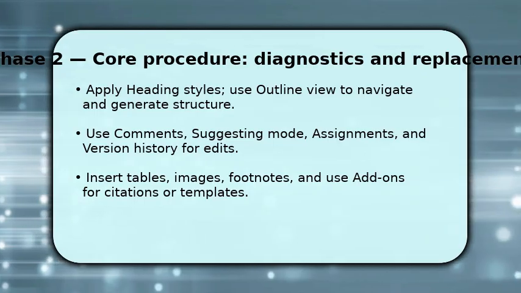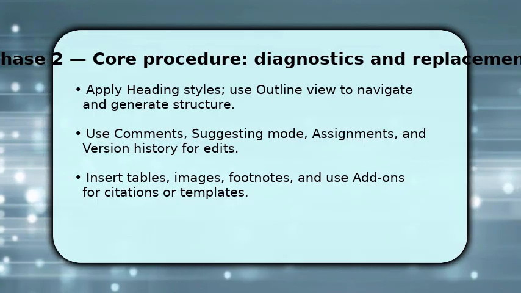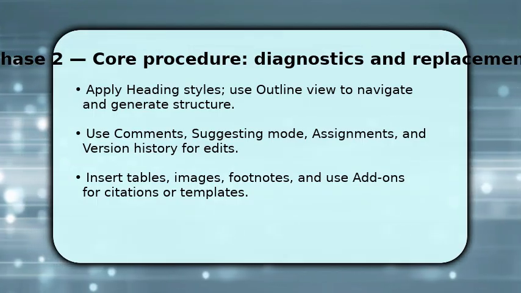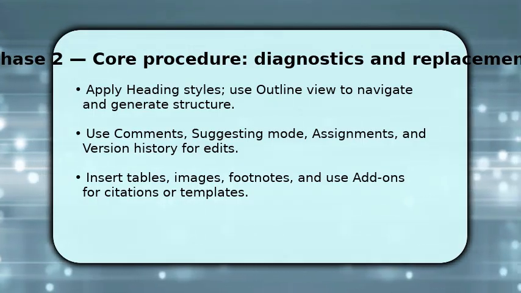Make use of version history to restore prior drafts, insert tables, images, and footnotes for clarity, and install add-ons for citations, advanced templates, or automation when the built-in tools fall short.